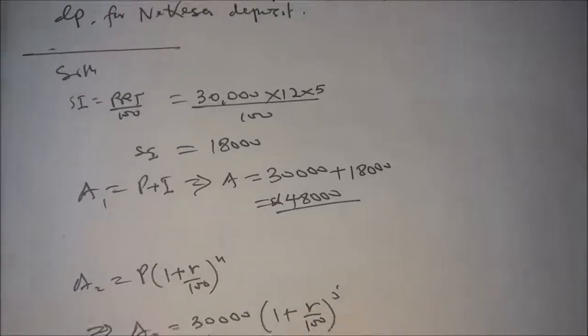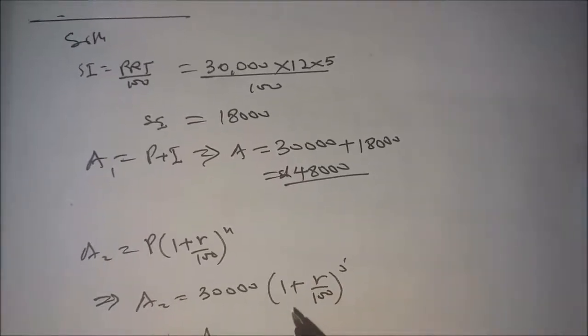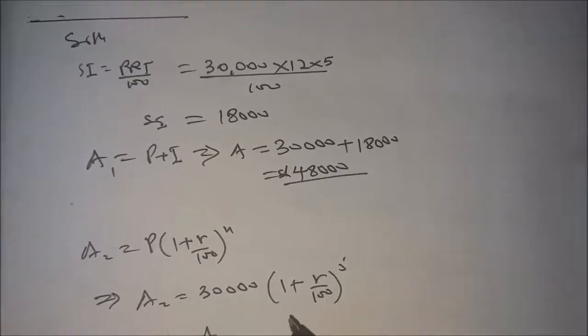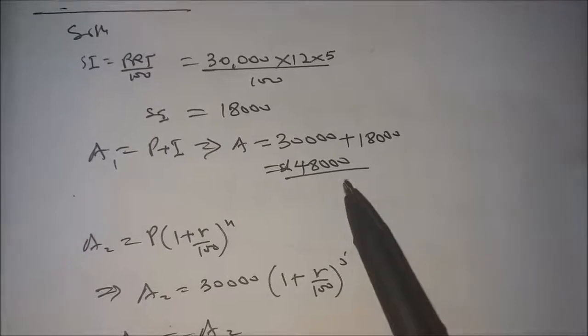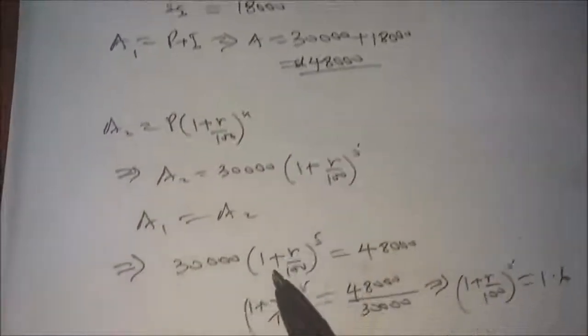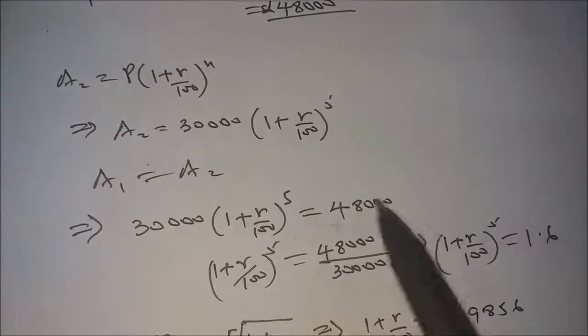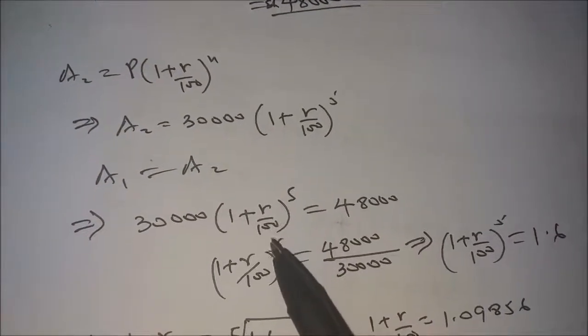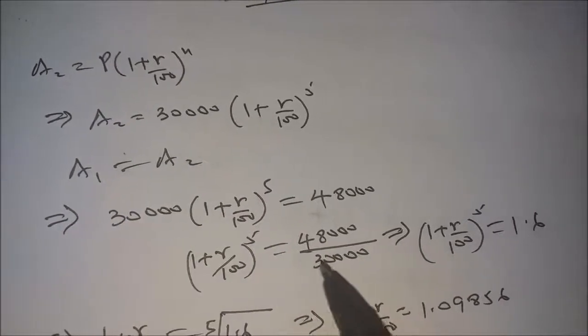We are given in the question that at the end of 5 years, they both had the same amount of money in the financial institution. So it means this amount must be equal to 48,000. And on that basis, we have an equation here. In this equation, we need to solve or find the value of R. So divide both sides by 30,000.